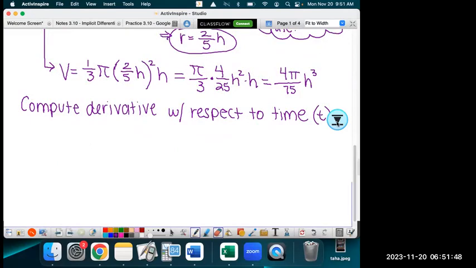All right, so our volume equation is V equals 4 pi over 75 h cubed. Okay. Derivative of V is 1, but it's not time, so I'm going to multiply by dV dt. I'm going to get rid of the 1. I don't like writing it.